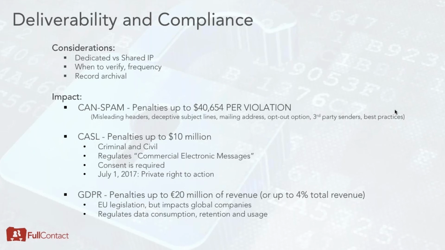The US version of email laws is called CAN-SPAM. The penalties are steep. It can be up to $40,000 or so per violation. And those violations are things like misleading headers, deceptive subject lines, things that you're including like free or win a free trip. Those can have an impact on your deliverability and set you up for fines. You want to make sure that you have your physical address associated with your IP, you have an opt-out option, and ultimately you're responsible for any third-party senders. So if you allow an agency or another company to send emails on your behalf, if they violate these rules, you can actually be fined for that.